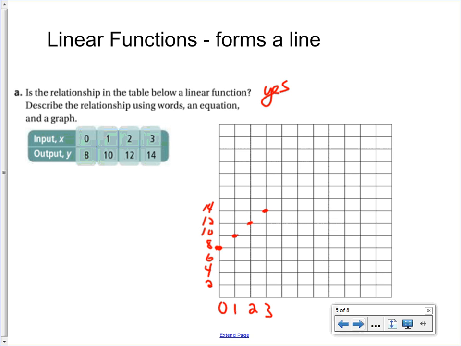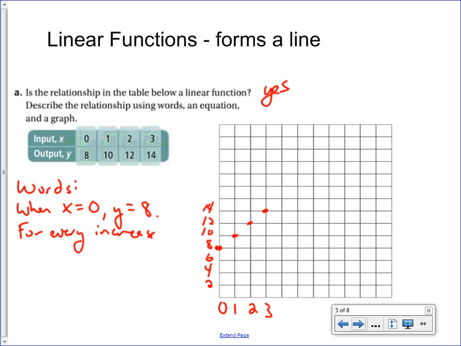Describe it in words, an equation, and a graph. Well, I've got my graph already. In words, it would be something like this. When x equals 0, y equals 8, for every increase of 1 in x, y increases by 2. That's the horrible increases. My handwriting is not so good on this thing. There. Okay.